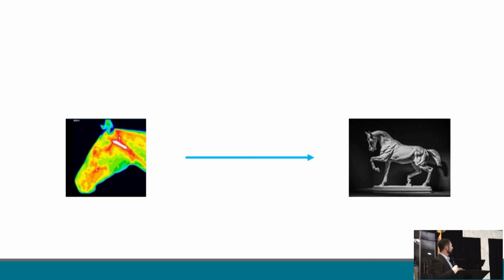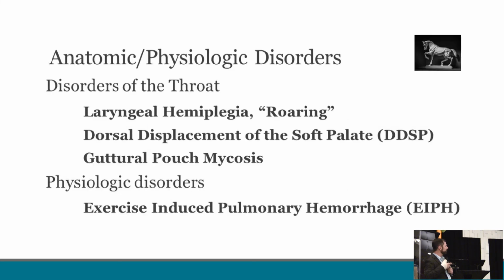Okay, so I've broadly divided this section into disorders that affect the throat and physiologic disorders. Again, this is not anywhere near a complete list of disorders, but it is definitely a sampling of the more common conditions that we see. We're going to talk about laryngeal hemiplegia, which is also known as roaring. We're going to talk about dorsal displacement of the soft palate and guttural pouch mycosis. Those are disorders of the throat. And then we're going to talk about physiologic disorders, namely exercise-induced pulmonary hemorrhage.